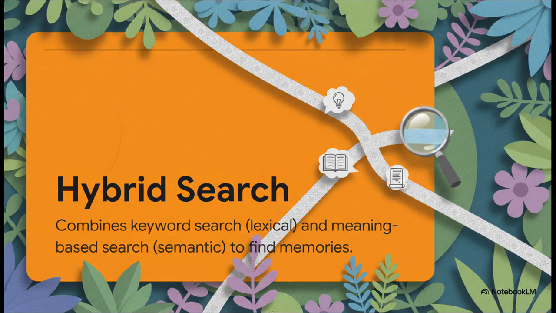Of course, a huge garden of memories is pretty useless if you can't find anything in it, right? That's where hybrid search comes into play. It cleverly combines 2 different kinds of search. There's lexical search, which is like looking for an exact word in a book's index. It's perfect for finding a specific name or file. But then there's semantic search, which is more like asking a librarian for books about a certain topic. By using both, the AI can find the right memory with incredible accuracy, because it understands both the specific words you use and the ideas behind them.